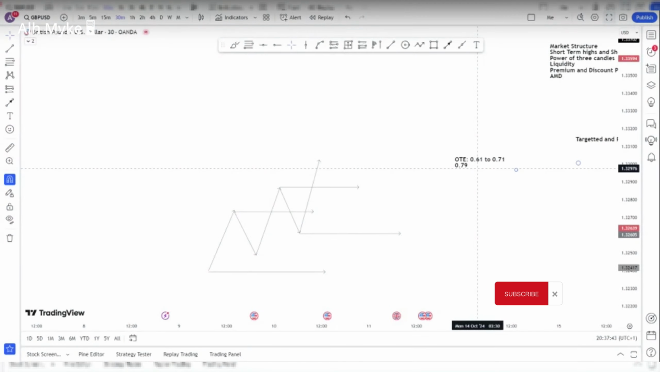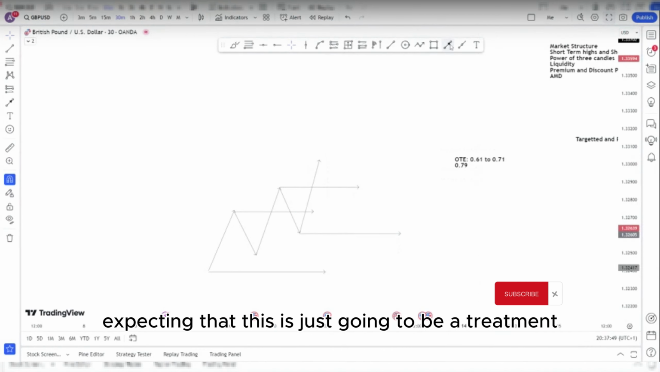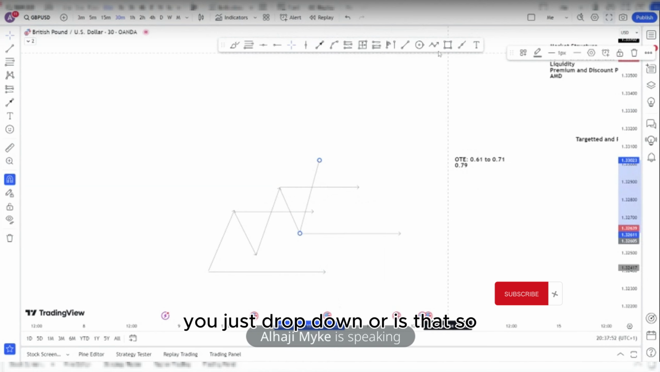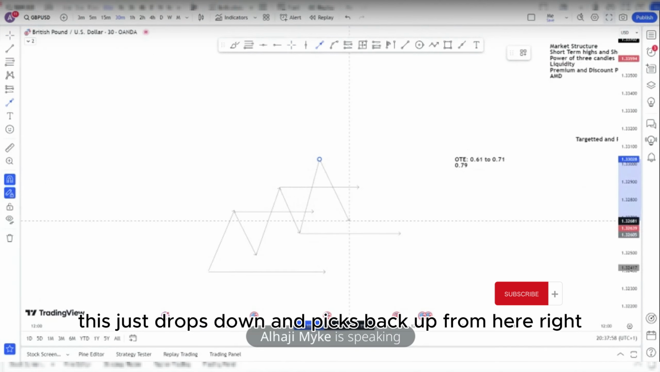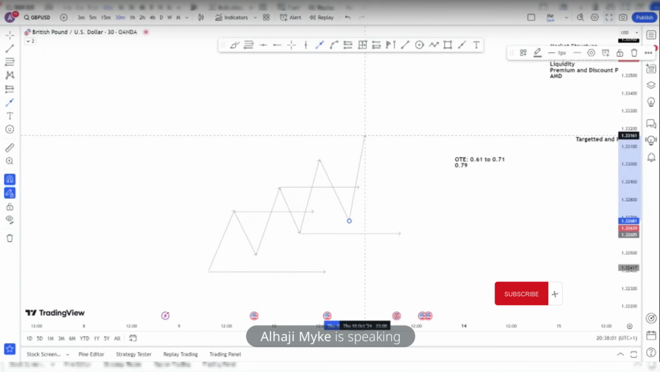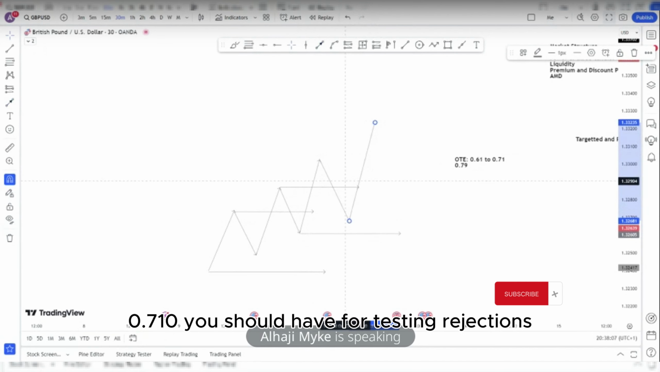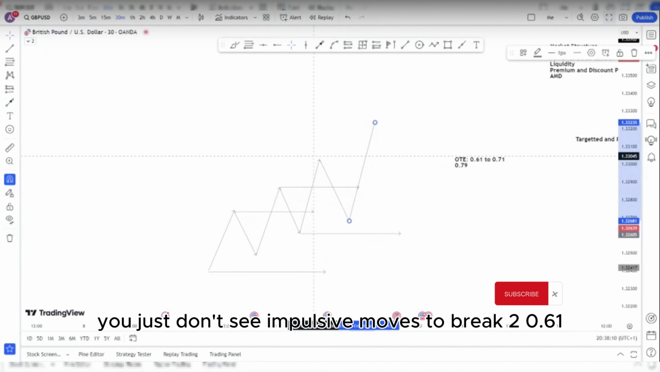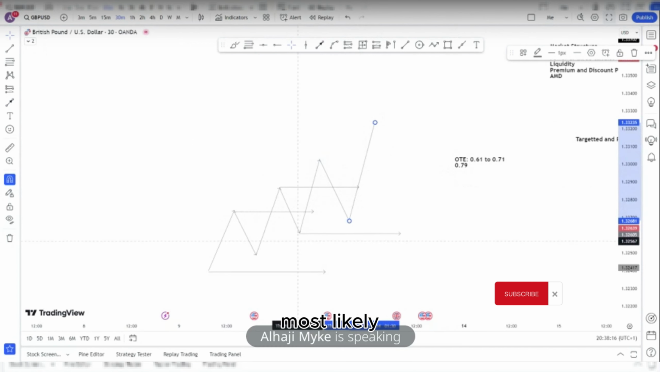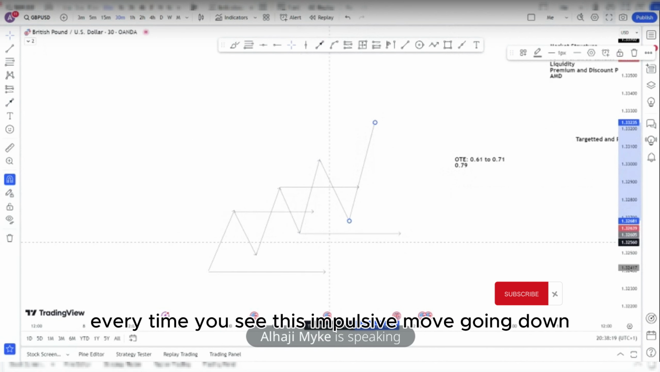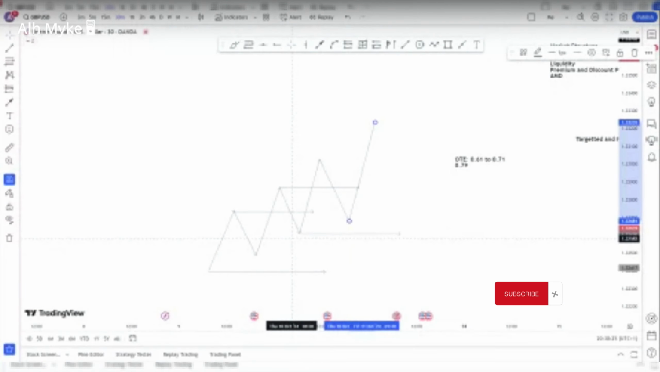Are we together? Which means that if you are expecting that price is going to pick up, like you're expecting that this is just going to be a retracement, that this just drops down and picks back up from here, right? If you're expecting that, it means that from 0.61, 0.71, you should have started seeing rejections. You just don't want an impulsive move to break through 0.61, 0.71 and go straight to 0.79. Anytime you see something like this, most likely price would come back and take out this low. Every time you see just an impulsive move going down, price would most likely take out this low. Are we together?